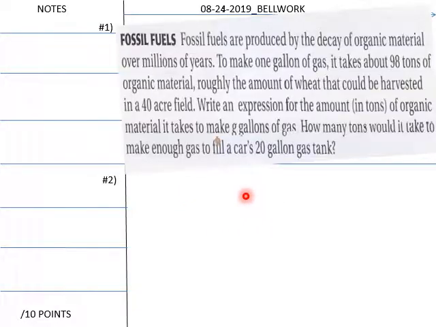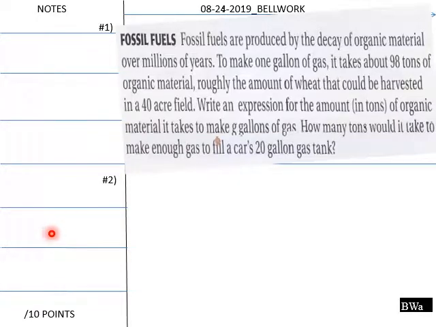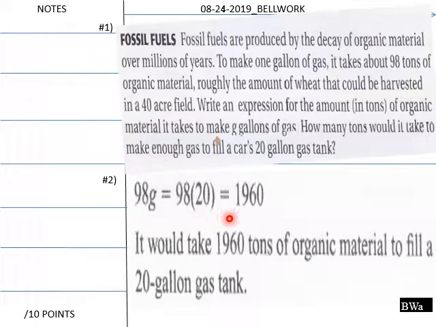Okay, teachers, our bell work here is this word problem: How many tons would it take to make enough gas to fill a car's 20-gallon gas tank? This is your bell work. Give your students 5 minutes to complete this. Okay, welcome back, students. Hopefully you have a good response here. Here is your response, 98 gallons.